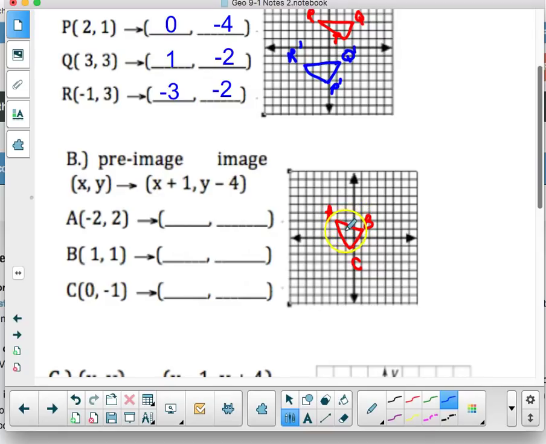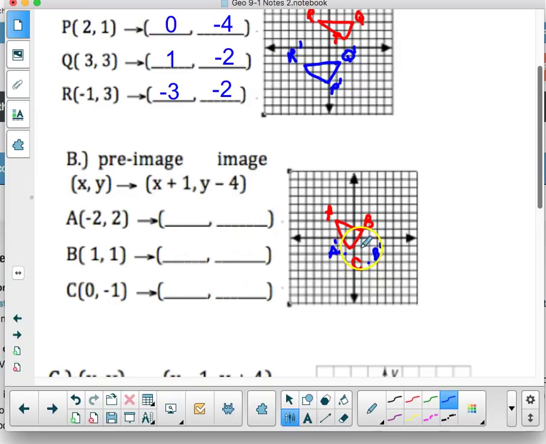for A prime. 1, 2, 3, 4. So my A prime is right here. And I'm going to go to B. I'm going to add 1, go to the right, and subtract 4. Go down 1, 2, 3, 4. So that's my B prime. And then C, I'm going to add 1 and go down 4. 1, 2, 3, 4.